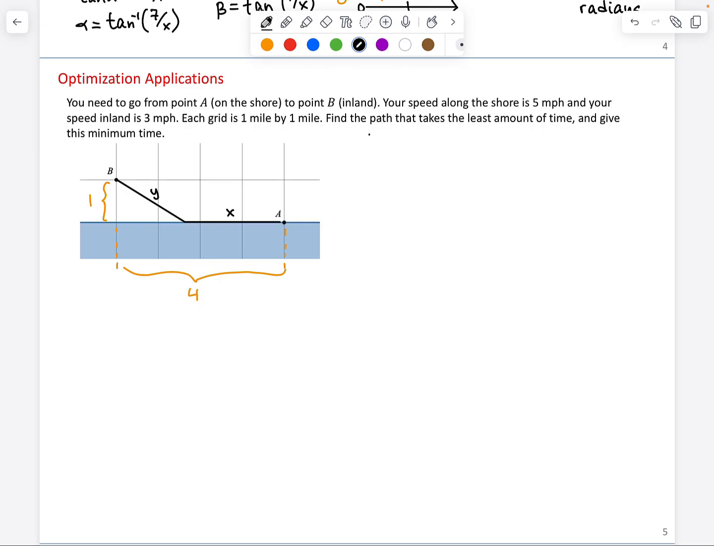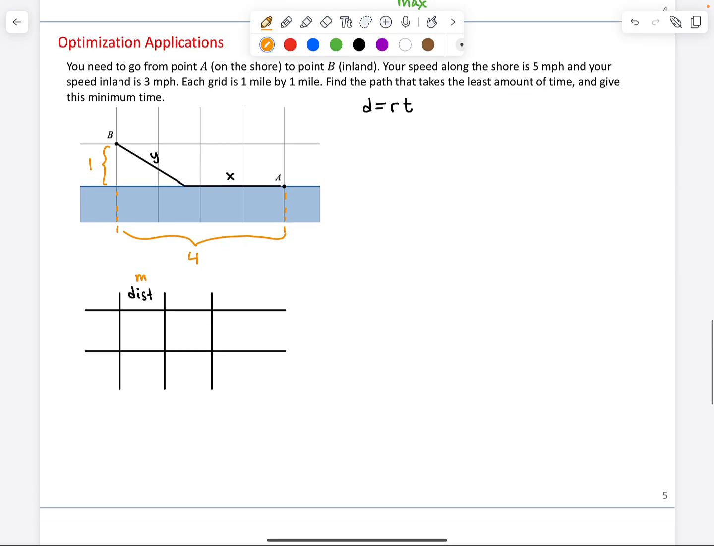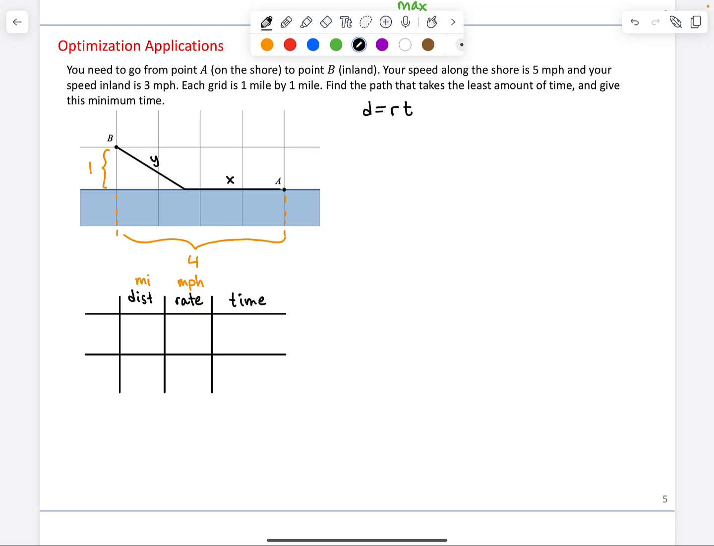Now recall that distance traveled is constant rate times time. For example, if you're going 3 miles per hour and you travel for 2 hours, then you would multiply these to get a distance traveled of 6 miles. I'm going to use this relationship and create a table for the travel along the shore and the travel inland. We'll keep track of the distance measured in miles, the rate or the speed in miles per hour, and then the time measured in hours. And this will be for along the shore and then inland.